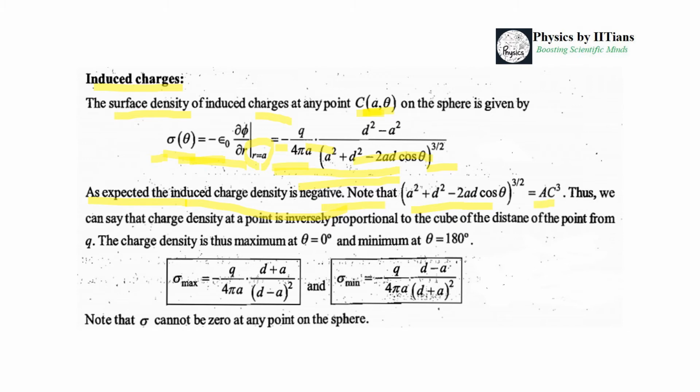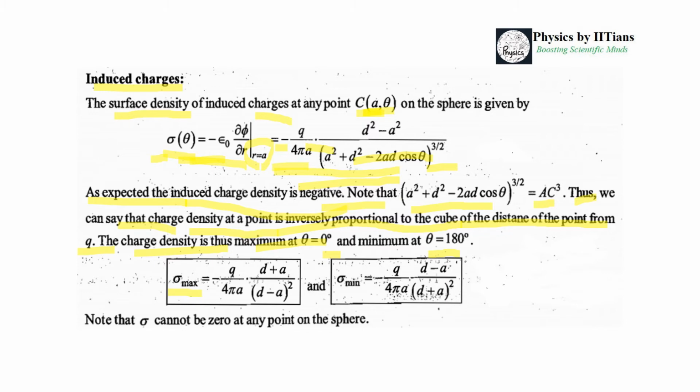So this to the power 3 by 2 is root AC cube, actually. So we can say that the charge density at any point is inversely proportional to the cube of the distance of the point from charge q. So what will be the charge density for the maximum? That will become when theta is 0, and charge density will be minimum when theta equals 180 degrees.